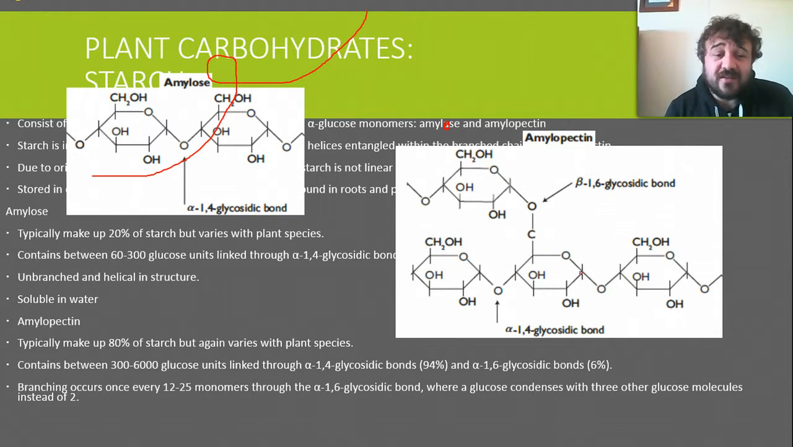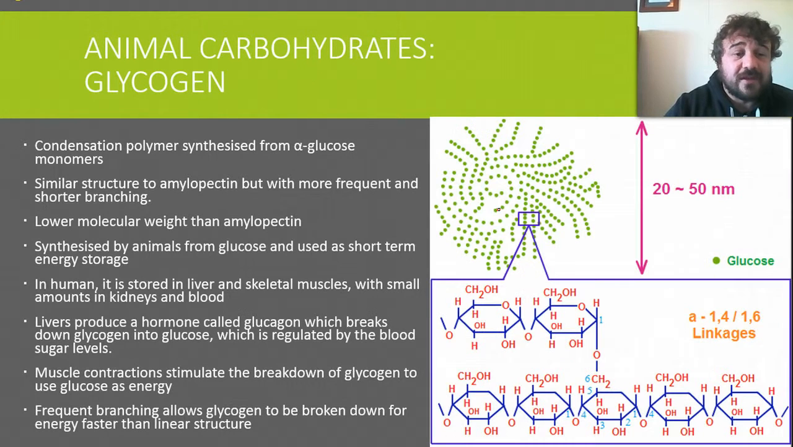The branching occurs every 12 to 25 monomers, through the alpha 1,6 bond, and the glucose condenses with 3 other glucose monomers instead of 2. So this one here would be attached to 1, 2, whereas this one's attached to 1, 2, 3. And that one's also insoluble in water. And then we've got glycogen.